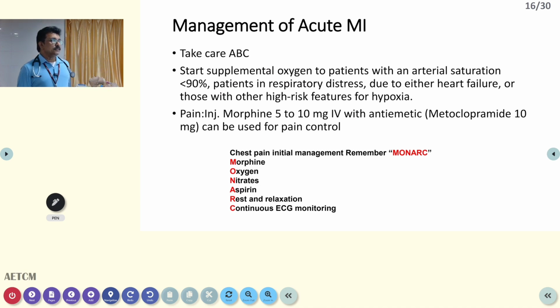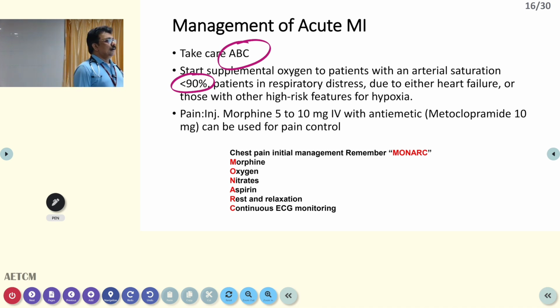Now, the management in the emergency room always starts with airway, breathing, circulation. I'm not going into the details of all these things, but unnecessarily starting oxygen without hypoxemia may be dangerous in myocardial infarction. Only if there is hypoxemia, you have to start oxygen in whatever way you want, whether it is simple nasal prongs, mask, or CPAP, whatever it is.